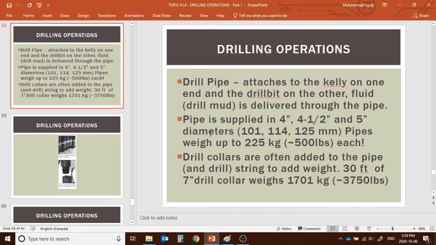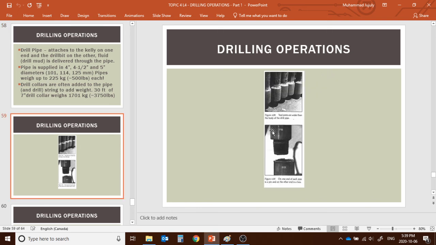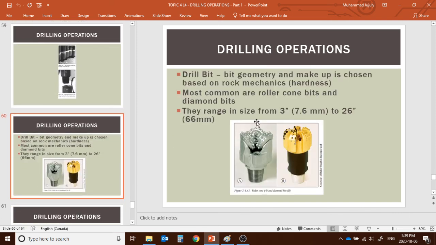Now, how the drill pipe attaches to the Kelly and the drill bit. The drill pipe is the connection between the Kelly and the drill bit. This is an example of the drill pipe, and these are the drill bits. The drill bit is one of the most important components of the drilling operation.